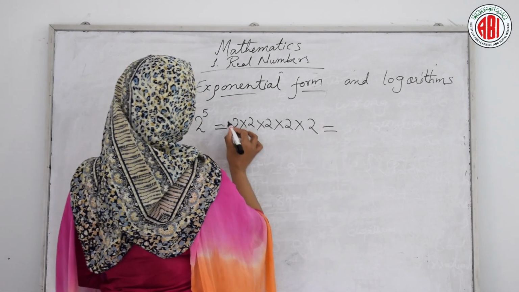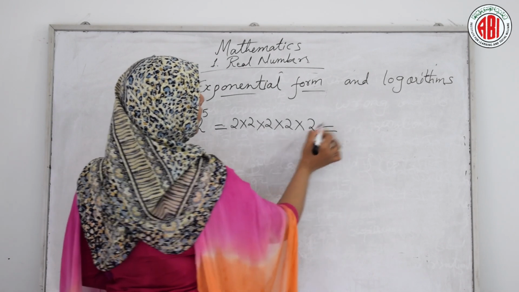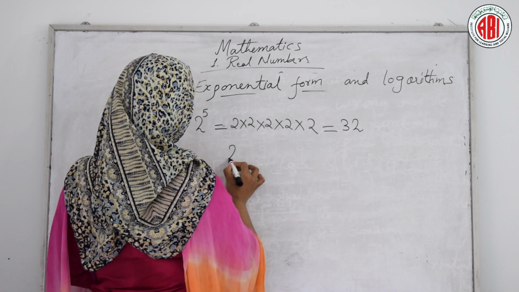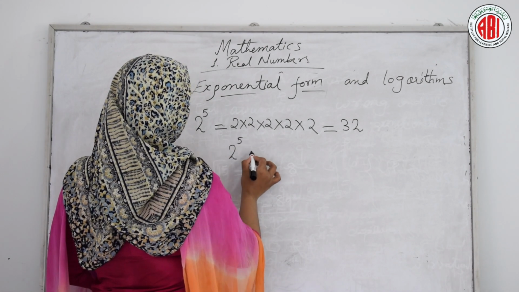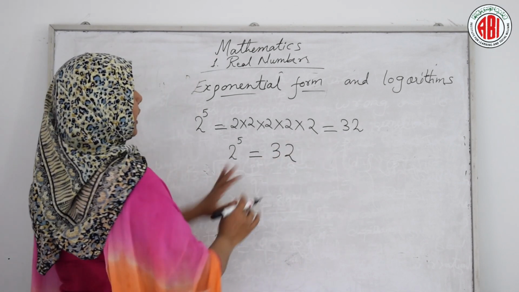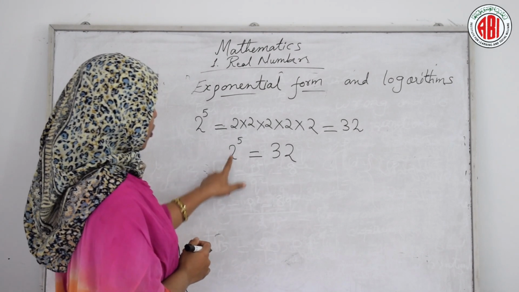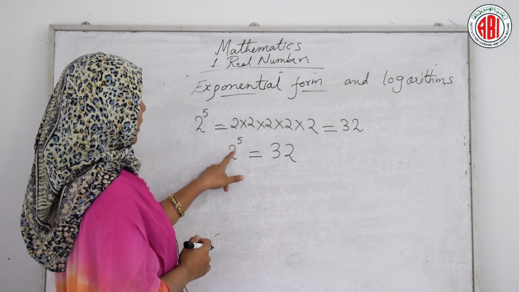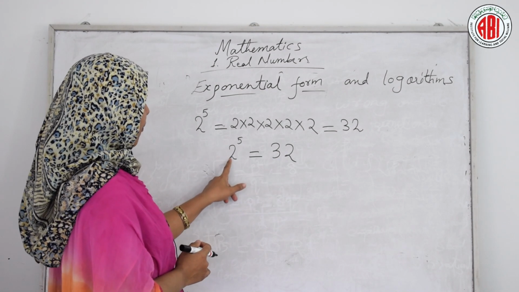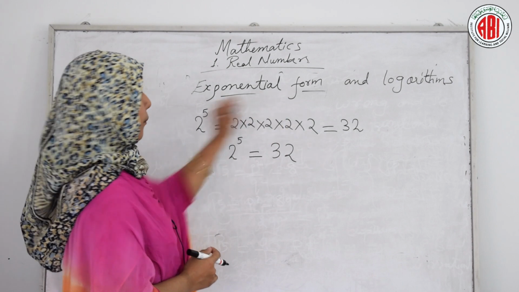What will be the answer? 2 twos are 4, 4 twos are 8, 8 twos are 16, 16 twos are 32. That means 2 to the power 5 we are writing as 32, or else we can say a number 32 we can write as 2 power 5. This 2 power 5 is an exponential form. Writing the number with the help of base and exponent is nothing but an exponential form.